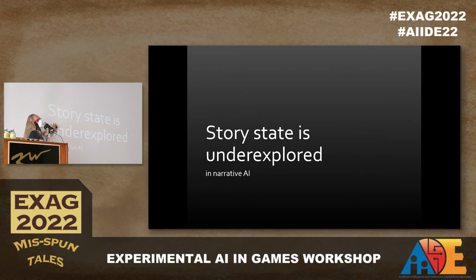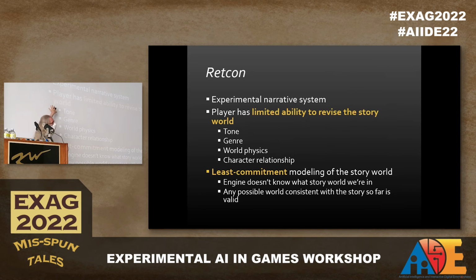So I think I'm going to call this story state. Feel free to come up with a better term. I think that this is getting at a set of issues that are underexplored in interactive narrative, and that I'm interested in. So Retcon is just a first effort at making a system that supports this kind of thing. It gives the player a limited ability to play with these kinds of properties of the story world. You can vary tone and genre and things like that. And it's doing least commitment modeling of the story world, where the only thing that's settled about the story world is the implications of the particular things that have already happened.